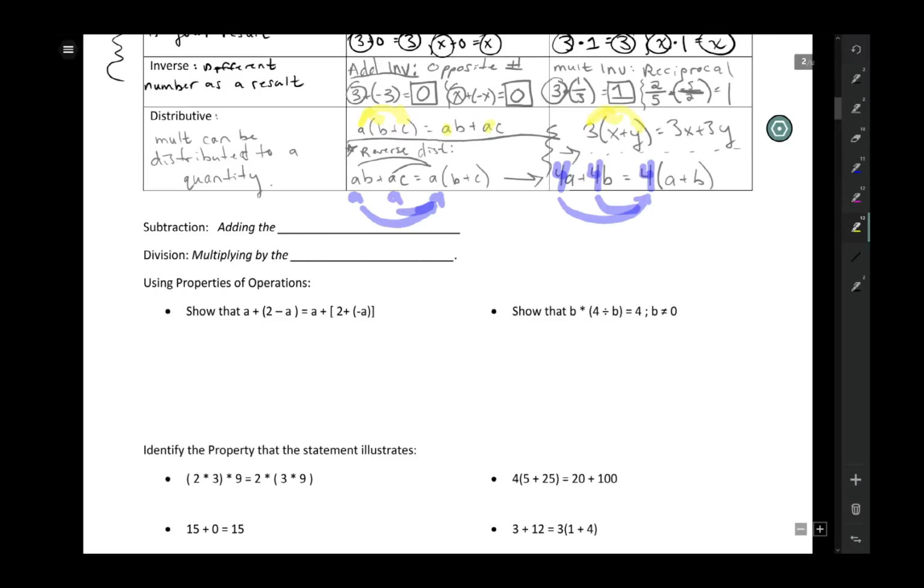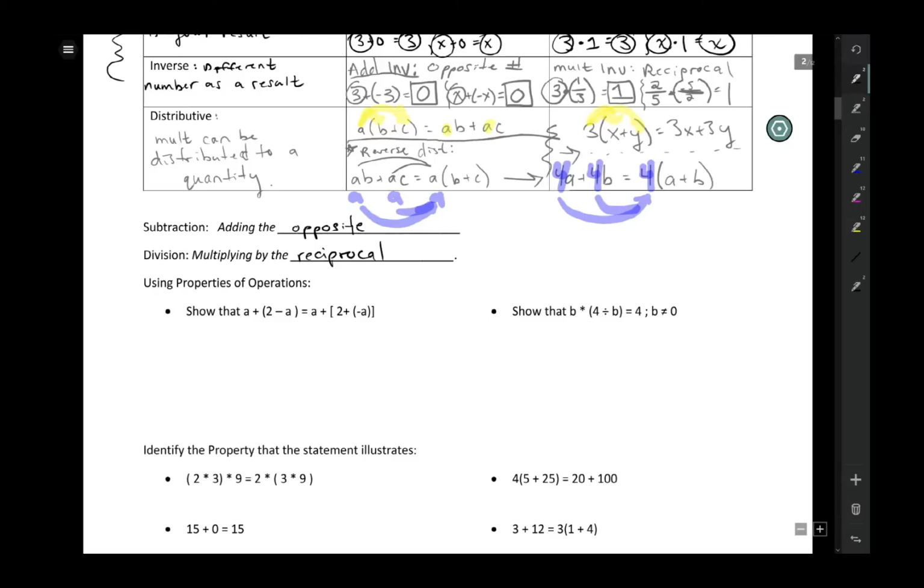So, division and subtraction, you can think about these on your own perhaps. Subtraction is really adding the opposite. And division is really multiplying by the reciprocal.